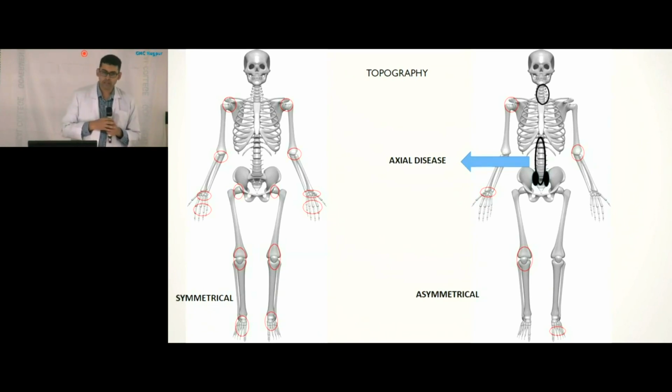So, topographic involvement. Whenever we say axial disease, it has to involve the axial skeleton. The joints in the axial skeleton include the vertebral joints, the facet joints of the vertebra, and an isolated one, the sacroiliac joint. Should I be coming there? The sacroiliac joints over here.